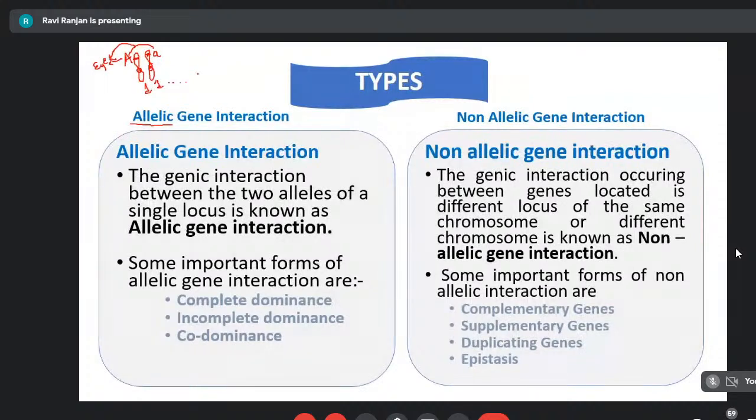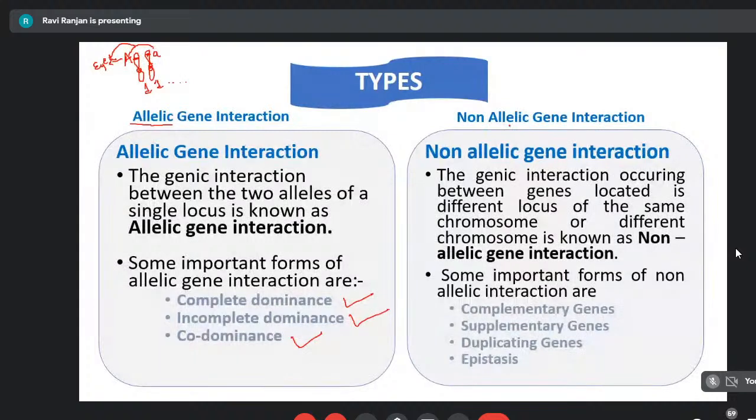Okay. Now, if I say non-allelic gene interactions. Basically, allelic gene interactions are of three types. One is complete dominance, another one is incomplete dominance, and the third one is co-dominance. The second type of genic interaction is known as non-allelic gene interaction.